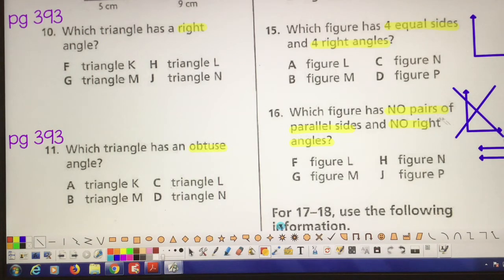and it's saying it has no pairs of parallel sides, so it can't have these. So I'm looking for something that does not have any right angles and does not have pairs of parallel sides for number 16.